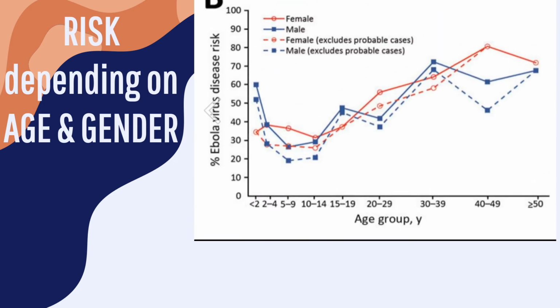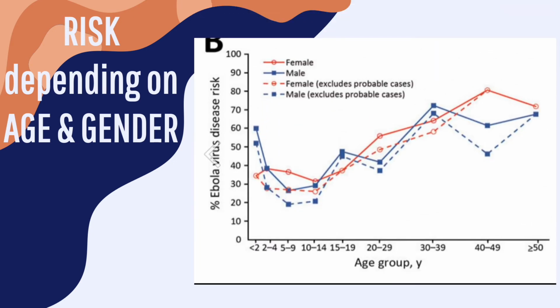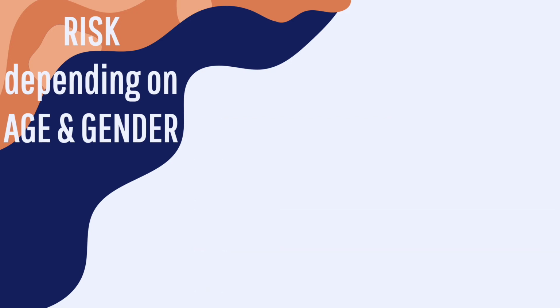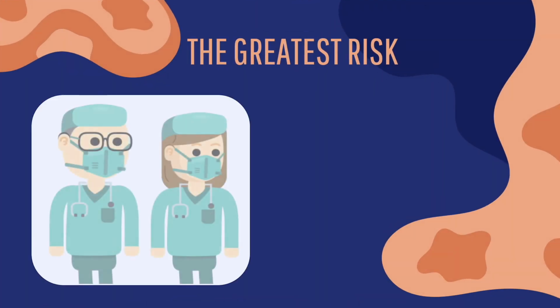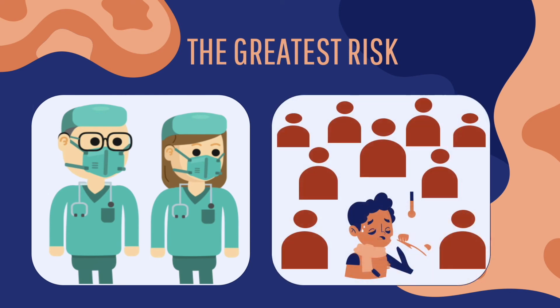The risks depend on age and gender. As shown in the graph, people in the age group of 30 and over are affected by the virus more than others. Men have more risk from the age of 2 and above 30, but women have less risk at a lower age, with the greatest risk posed to medical workers, friends or relatives of the victim, and anyone who has traveled to an area with an Ebola outbreak.